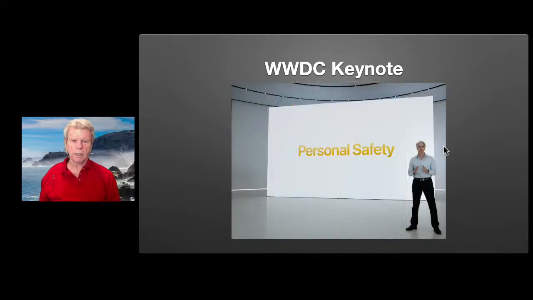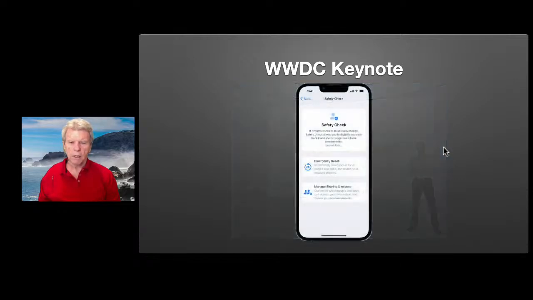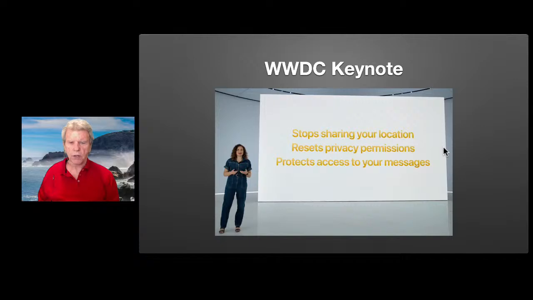So again, security, and in this case, personal safety. Now, apparently Apple has had some requests for this information, and so they have added a new feature called Safety Check. What Safety Check does is it stops sharing your location, it resets your privacy permissions, and it protects access to your messages. So if there's somebody in your life that you don't want to have that information anymore, then you have a quick and easy way to shut it down.